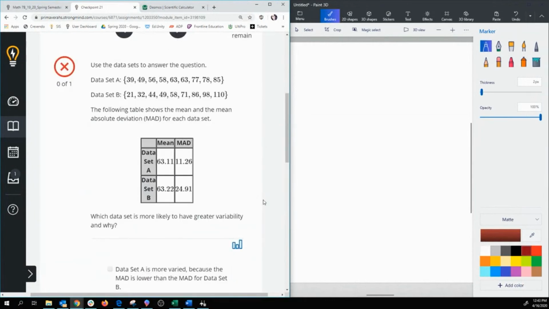Alrighty, next question uses data set A and B, and we are given a table. We have the mean and MAD. And again, we want to know which data set is more likely to have greater variability and why. Hopefully we've done this I think maybe the 3rd or 4th one that we've seen. So knowing that this question is asking about variability, that should tell you what part of the data you're looking at. And based off of the number, you should know which one has a greater variability, whether it's data set A or data set B.